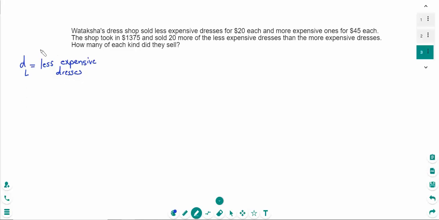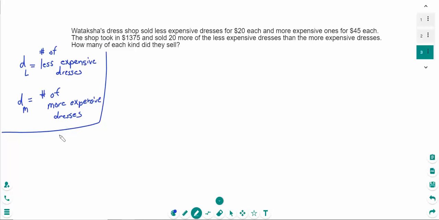And maybe I should say this, the number of less expensive dresses. And then we go d sub m, which will be the number of more expensive dresses. All right, it's always important to define your variables first. And that's what we've just done. Now, what have they told us here? Because remember, we're trying to get two equations going here. So, they tell us what each dress cost, which is great, but that doesn't really give us an equation.